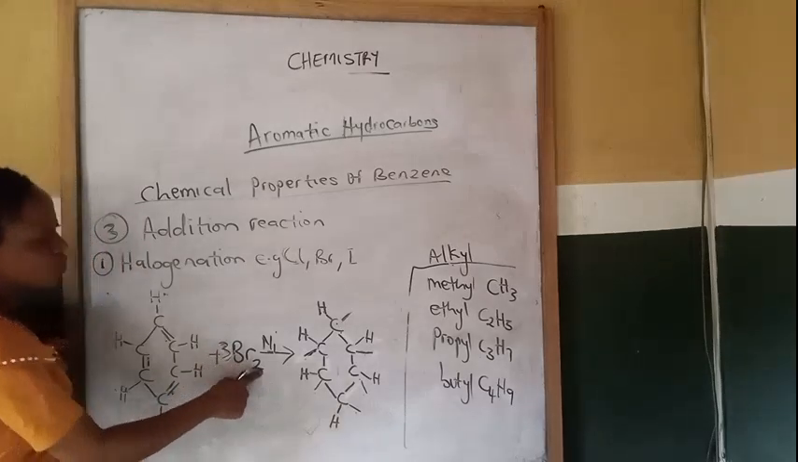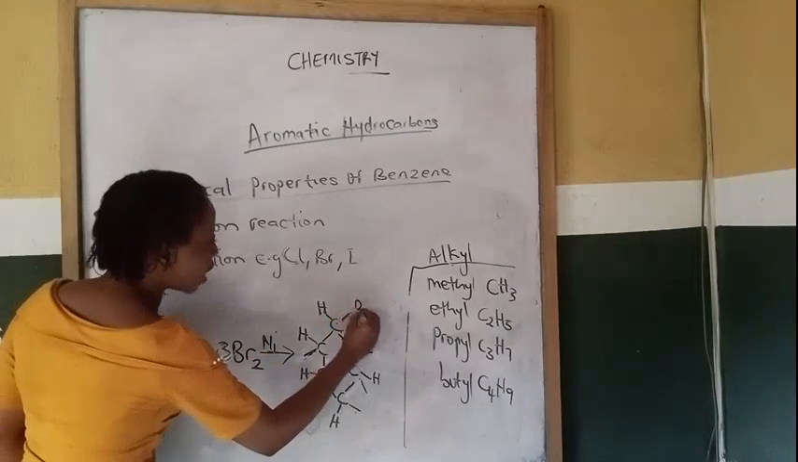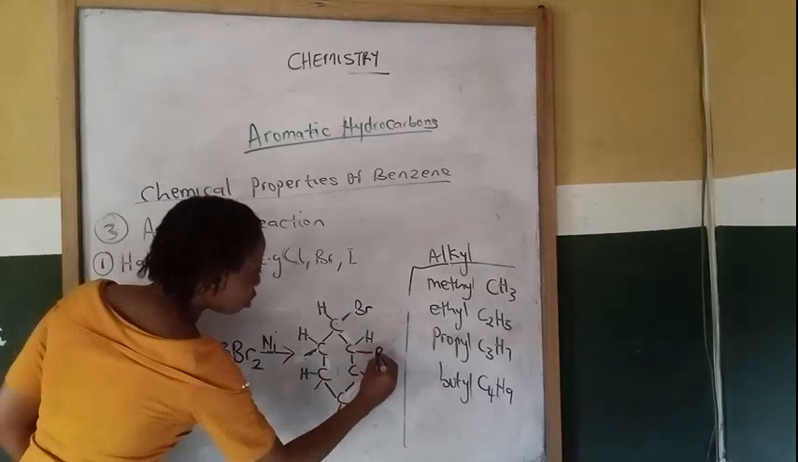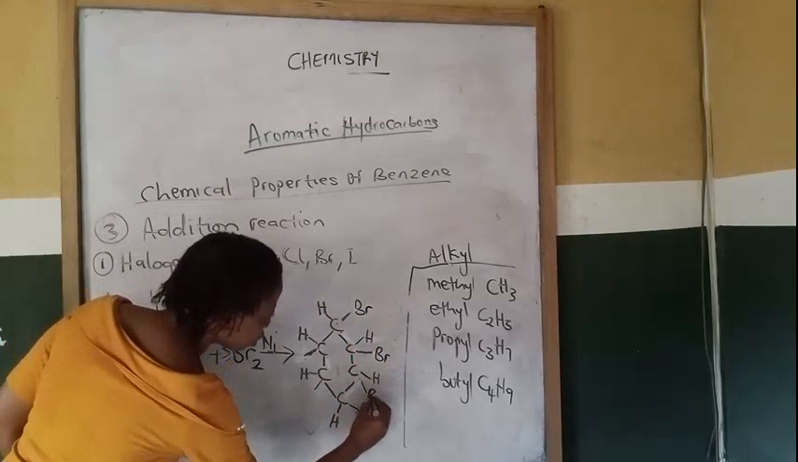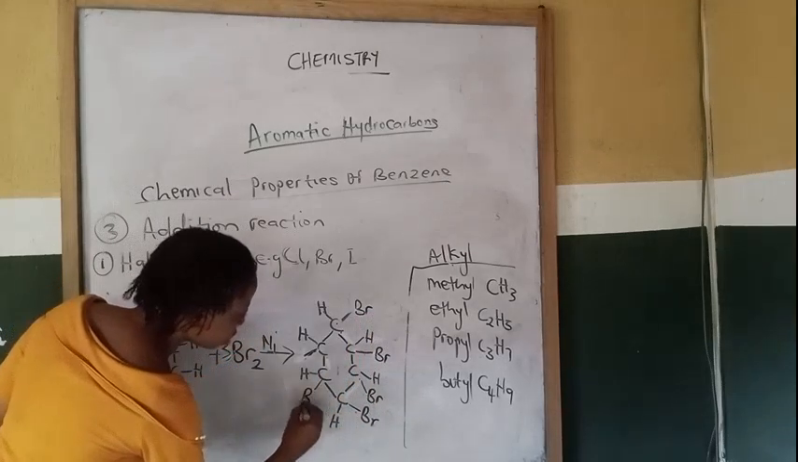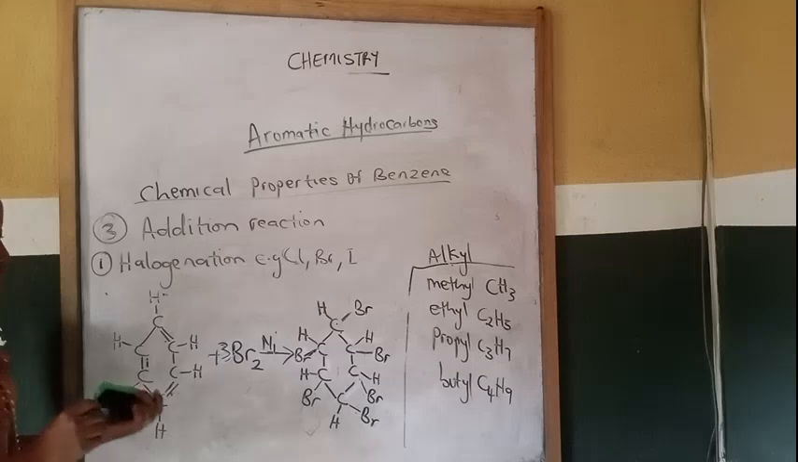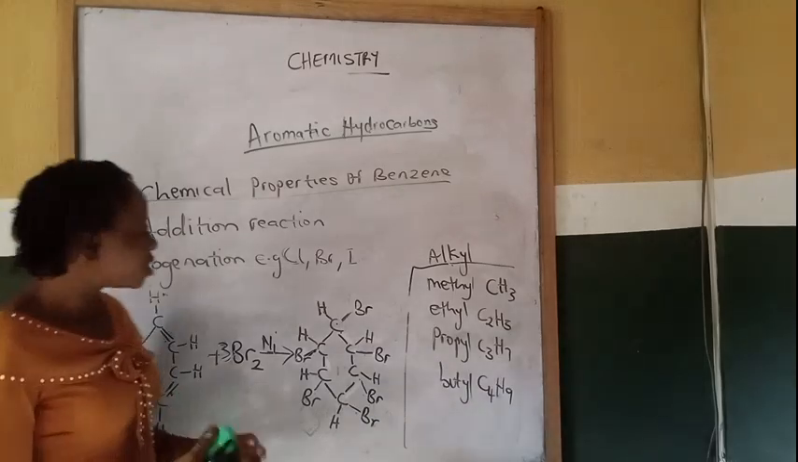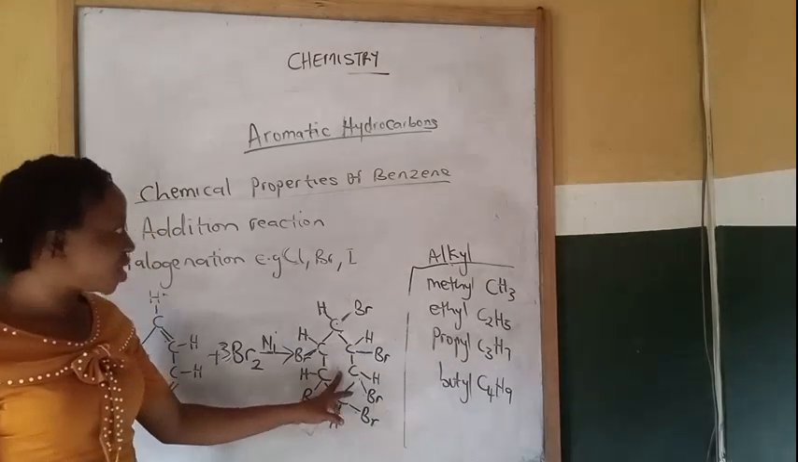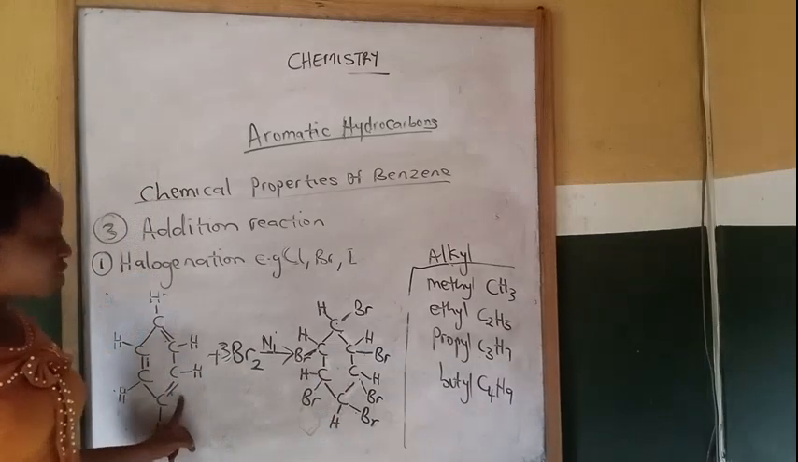So 3 times 2 will give us 6. So those 6 bromine can come in. So you attach one bromine here, one bromine here, bromine here, bromine here, one bromine, and the last bromine. So this structure is no more a structure of benzene, because benzene has a double bond in its structure.